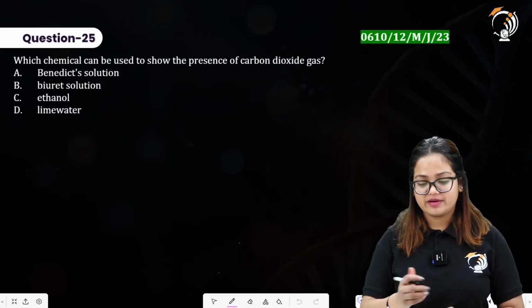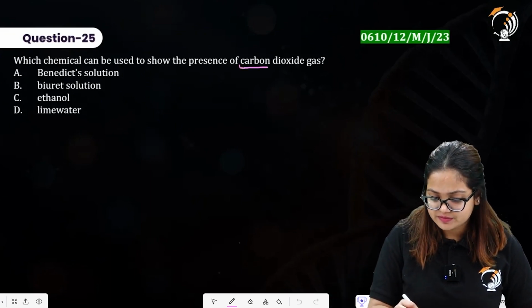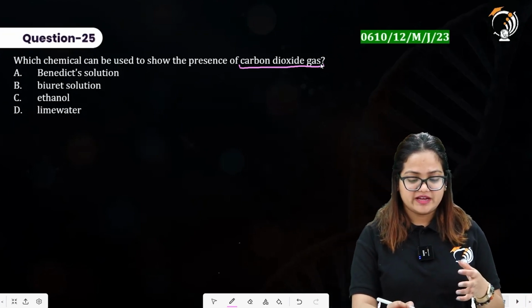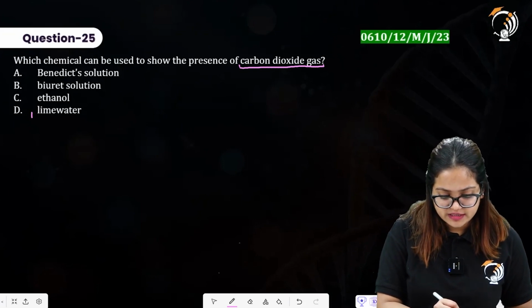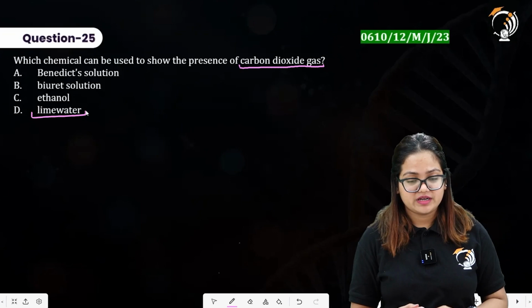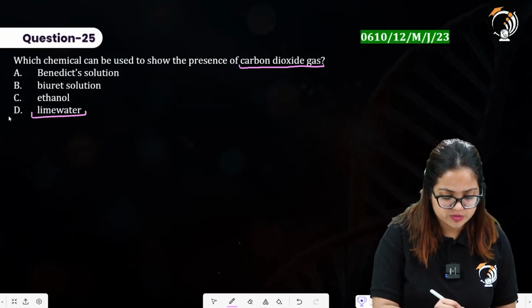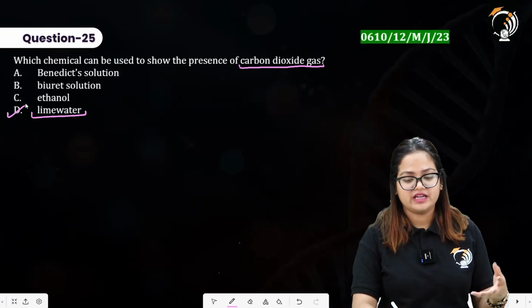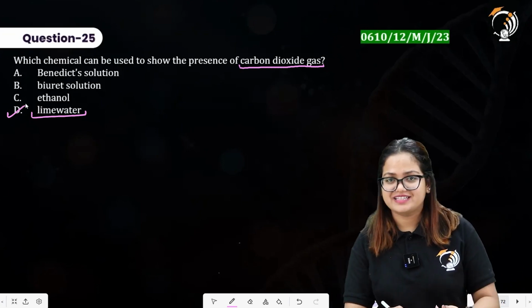Question number 25 says, which chemical can be used to show the presence of carbon dioxide gas? Since we have discussed the other tests as well, I have just put a question of another test, that is lime water. So lime water turns milky or cloudy whenever it is tested with carbon dioxide. So we have option D as the right answer. You can also say that all the other options do not include any kind of test related to carbon dioxide gas. All right.